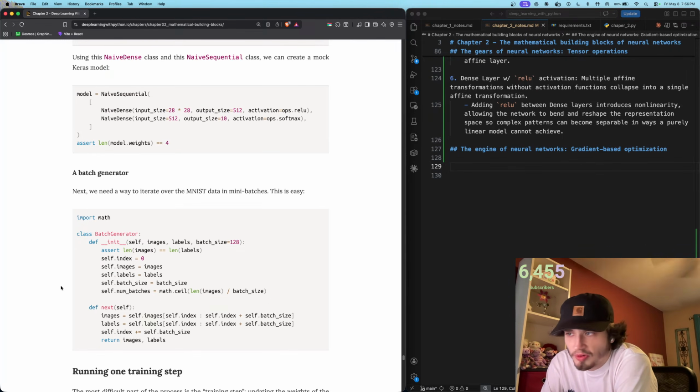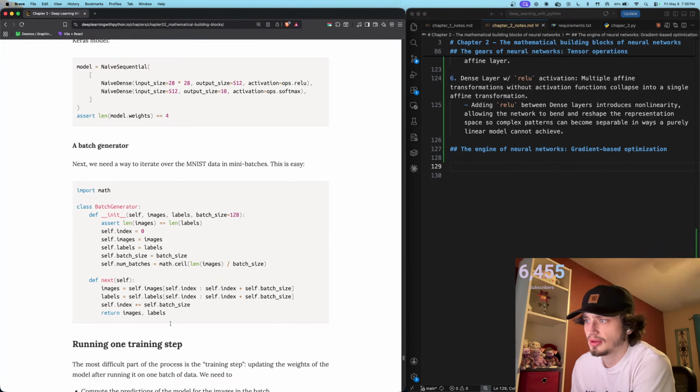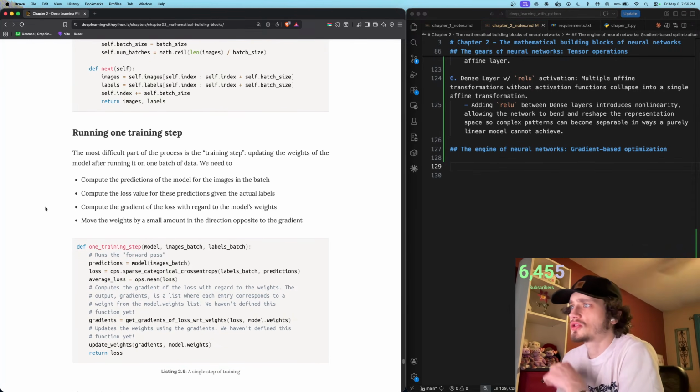We're probably going to loop over the num batches and create batches, right? If we call next, images equals self.index through self.index plus batch size. So it's just getting us the next batch of images and labels using a pagination technique through list slicing. Running one training step.